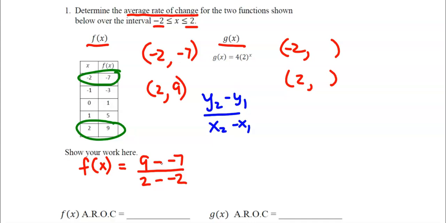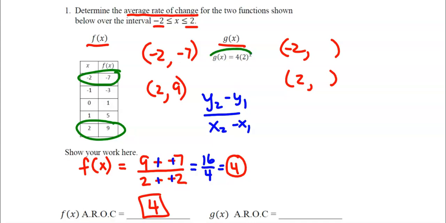And once I do that, I'm going to get 16 over 4, also known as 4. So f of x, average rate of change, that's what the acronym down here stands for, would be 4. Now let's do it for function g.